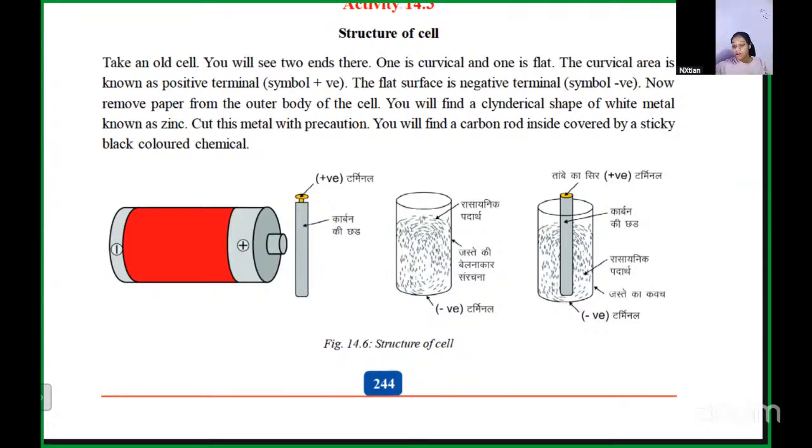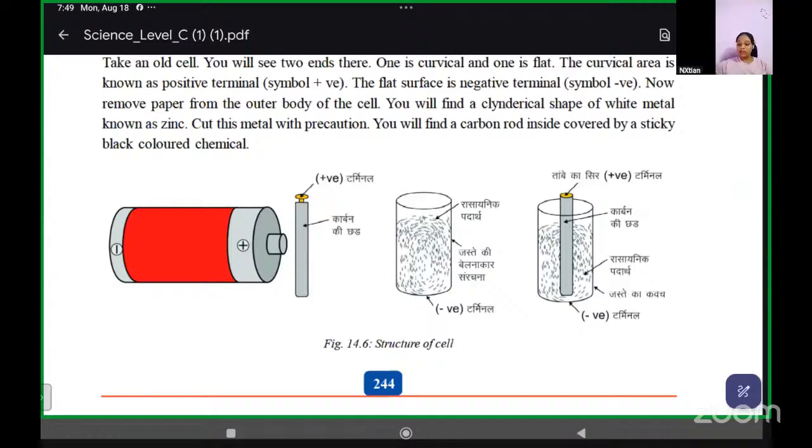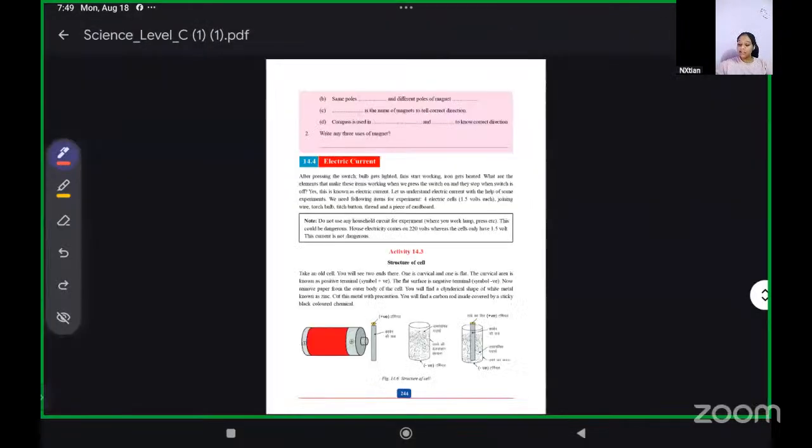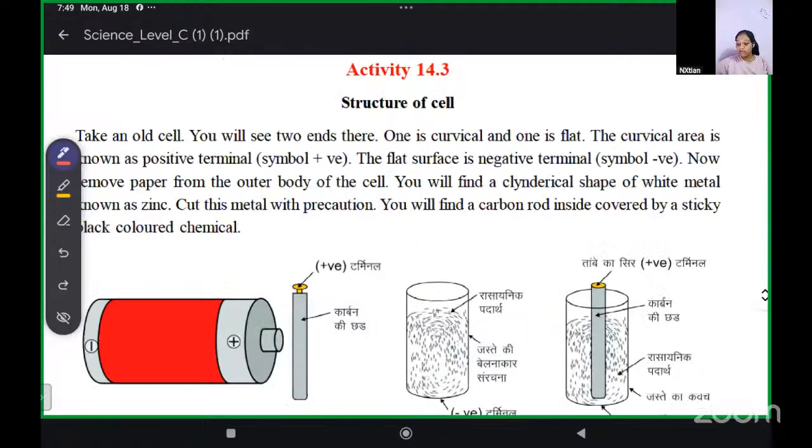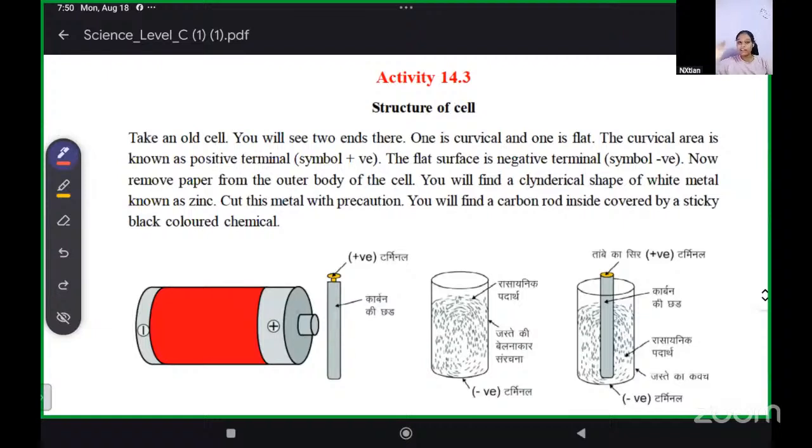Now, the structure of the cell: it has two terminals. One is known as the positive terminal and one is the negative terminal. How will we identify them? If you observe the cell, one end of it is curved outwards. The curved end is the positive terminal, and the other flat end is the negative terminal.